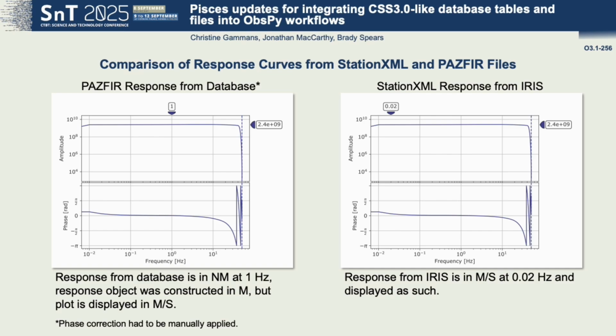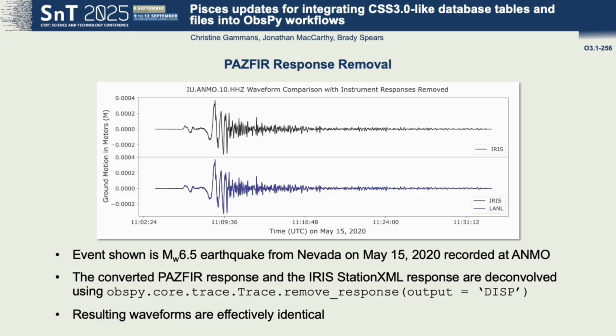That being said, I do have a note that I had to apply the phase correction manually because, again, I have not implemented the group delay stage, though that is on the list to do next year, assuming everything goes according to plan. But you can see from the two comparisons that the response curves are effectively the same. The reader will convert the PASFIR file to an ObsPy object, and this was plotted using the response.plot from ObsPy.